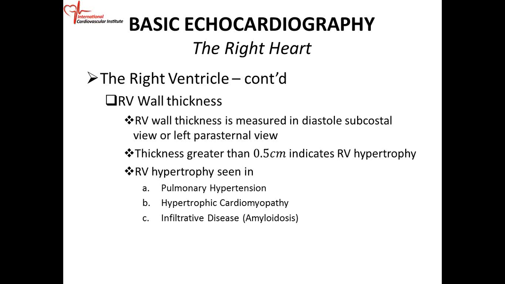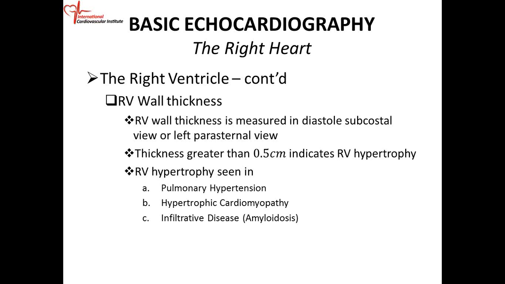RV hypertrophy is seen in pulmonary hypertension, hypertrophic cardiomyopathy, and infiltrative disease such as amyloidosis. So anything that infiltrates the muscle, such as amyloid, there are multiple infiltrative diseases which can cause thickening. So when you see that, you know that that's not supposed to happen. So you have to find out what's going on. So it's important to do the measurements.